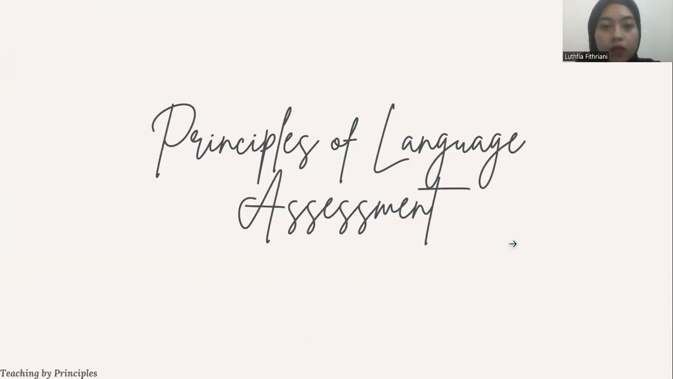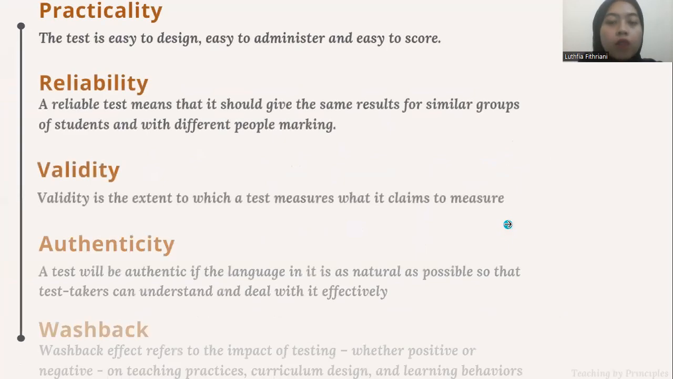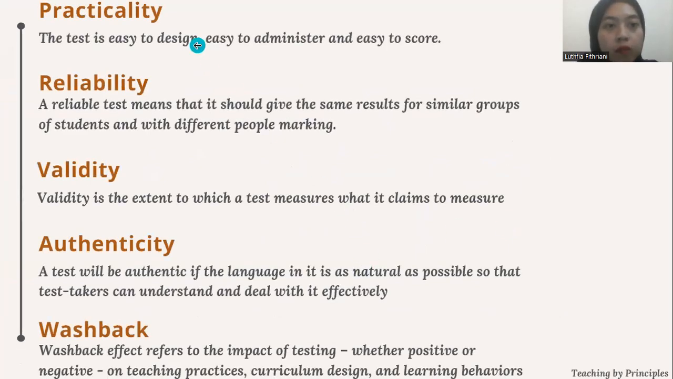Principle of language assessment. There are some principles of language assessment that the teacher must consider. The first is practicality. Practicality means the test is easy to design, easy to administer, and easy to score. The second is reliability. It means that the test should give the same result for similar groups of students and with different people marking. The third is validity. Validity is the extent to which a test measures what it claims to measure.